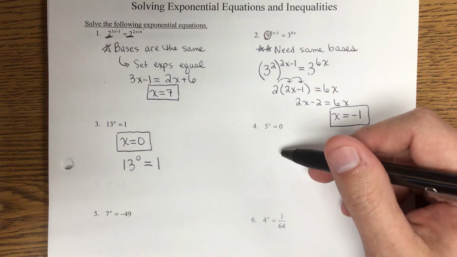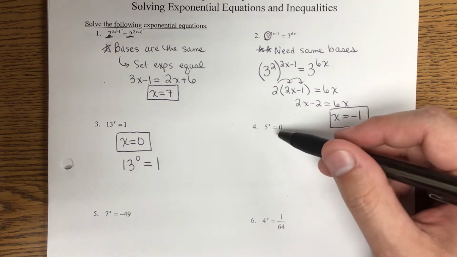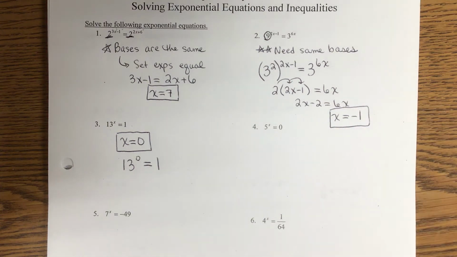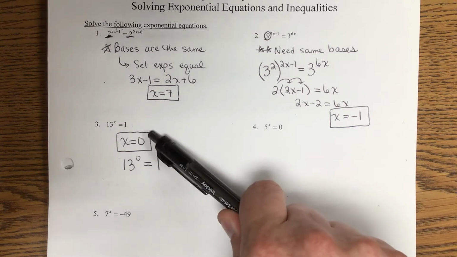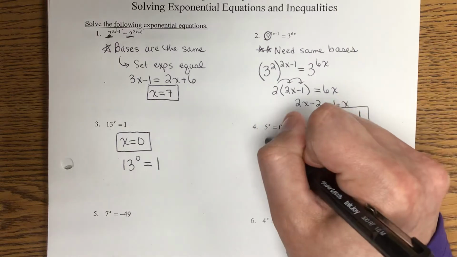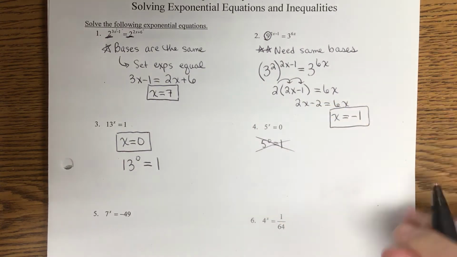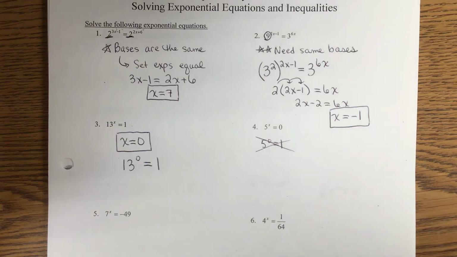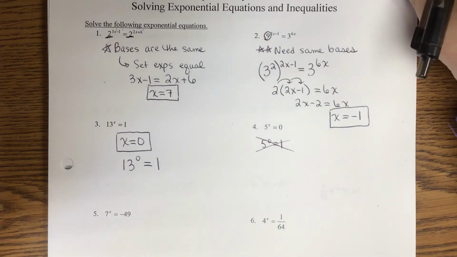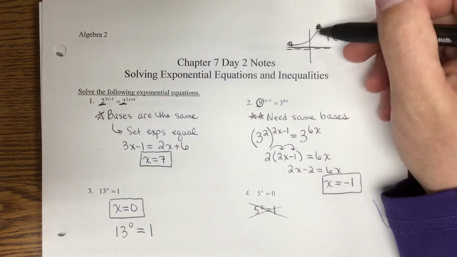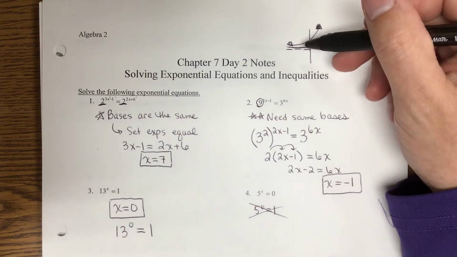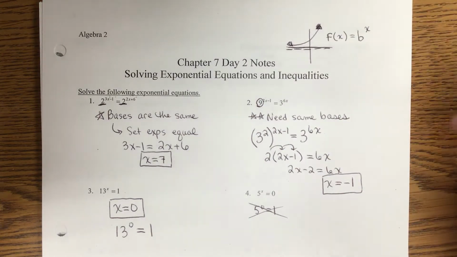And number 4 is a really important one because this question is, what power on 5 changes it to 0? And we know that the answer is not 0 because 5 to the 0 is actually just 1. So that actually doesn't help me. So what power on x, or what power for x, will change 5 back to 0? And this is where the graph comes into play. Your graph never actually touches 0 because there's an asymptote at 0.